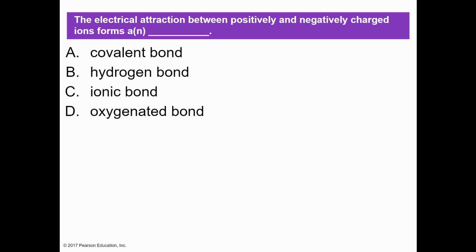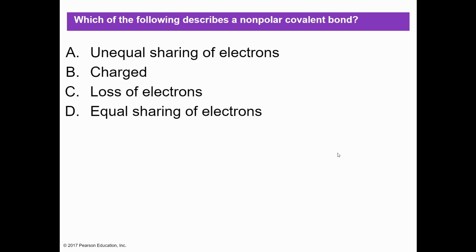How about this question? The electrical attraction between positively and negatively charged ions forms a or an. If you said ionic bond, you are correct. So electrical attraction between a positively and negatively charged ion is your key right there. It could say positively or negatively charged atom, and that would also be an ionic bond because it's between atoms, not between molecules. So hydrogen bond would not be an option here.